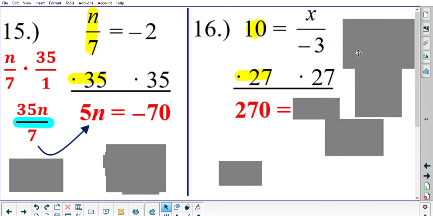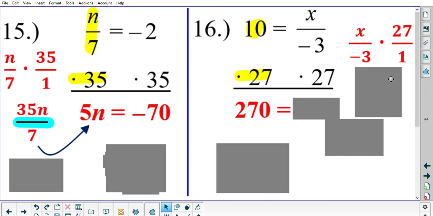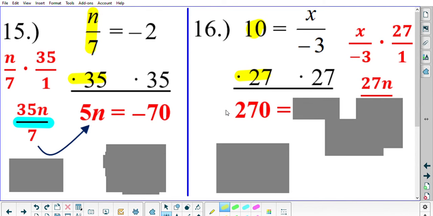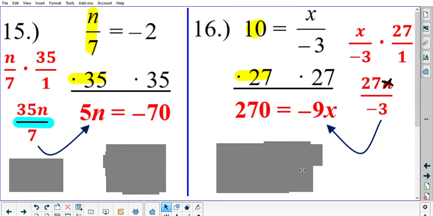Right-hand side, x over negative 3 times 27. So let's write that out. Let's do a little side work. Numerator times numerator. X times 27 is going to be 27. Why do I have n? That's a typo. That should be an x. So let me fix that. That should be 27x. My apologies here. And then that would be over negative 3, because negative 3 times 1 is negative 3. And then the fraction bar means to divide. So 27x divided by negative 3 would give me negative 9x. Positive divided by a negative is a negative. And that's how that works out.